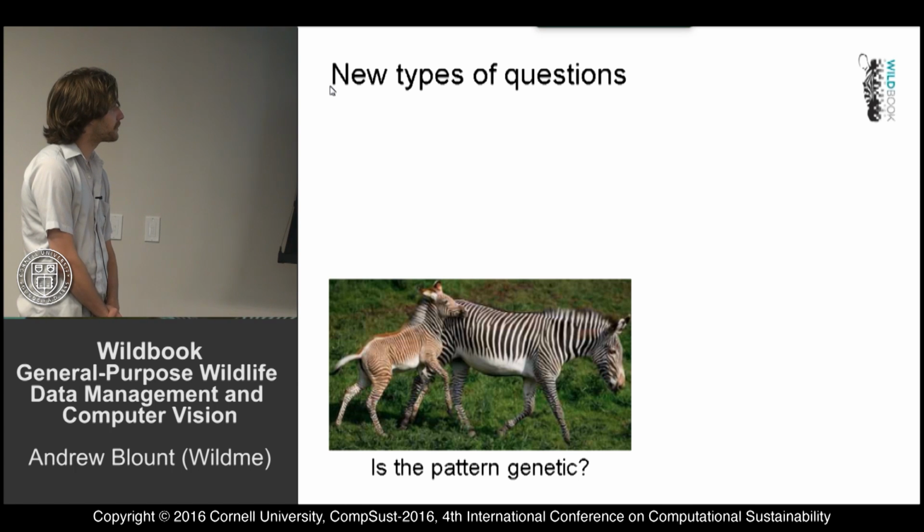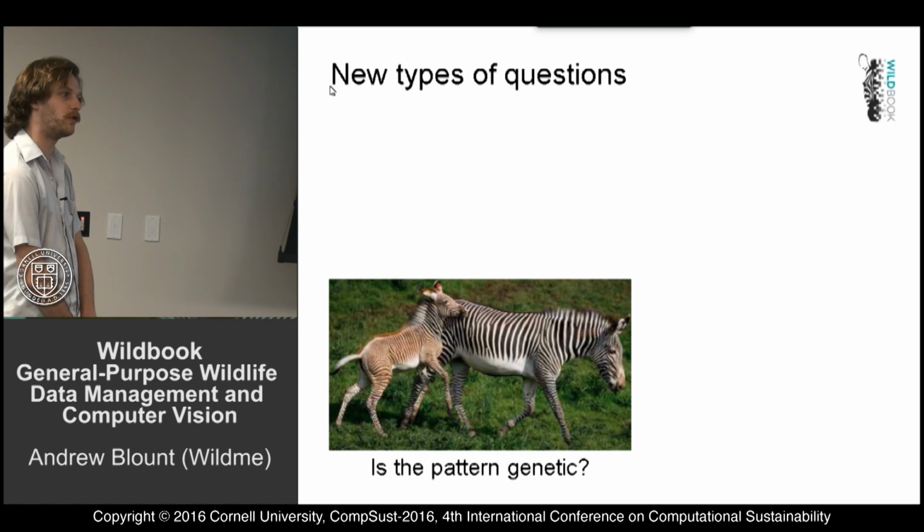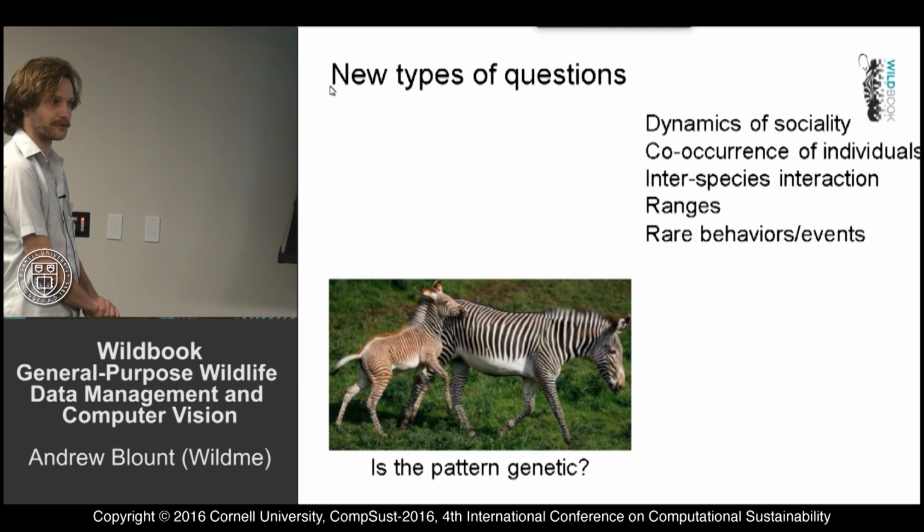And like the maps I showed you earlier, Wildbook allows us to answer a lot of interesting scientific questions. So, for example, are zebra stripes genetic? Does a foal look particularly like its mother in terms of stripes? That's a question that you couldn't answer previously without mass individual tracking. Other things that you can find out very readily with Wildbook are co-occurrence of individuals.